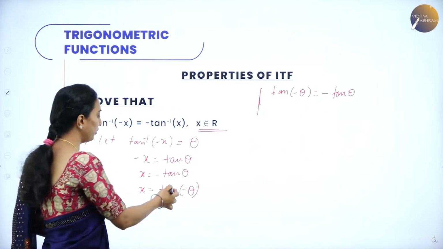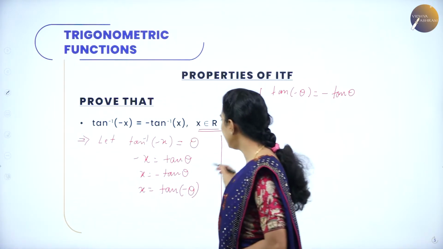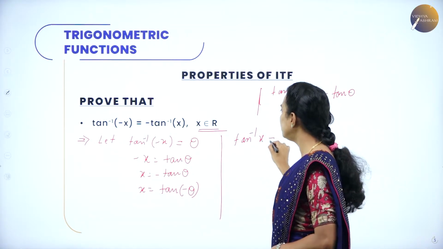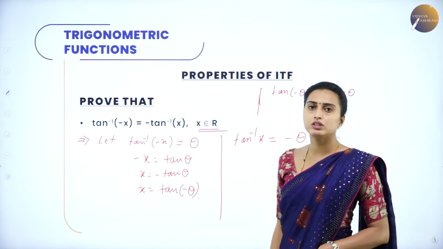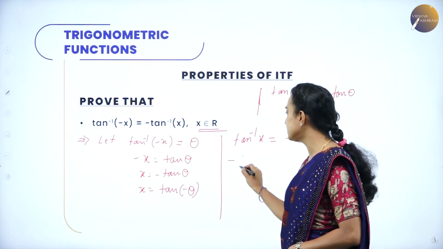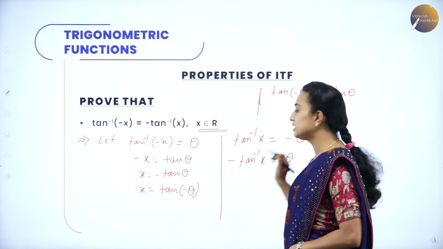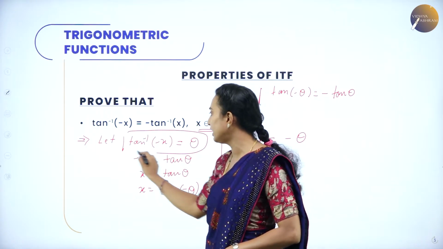Now I am going to bring this tan to this side. What will it become? Tan inverse x will be equal to minus theta. Now I am going to multiply both sides by a minus sign. Minus tan inverse x will be equal to theta. Otherwise, theta I can substitute as tan inverse of minus x.